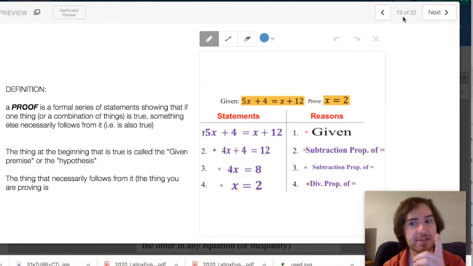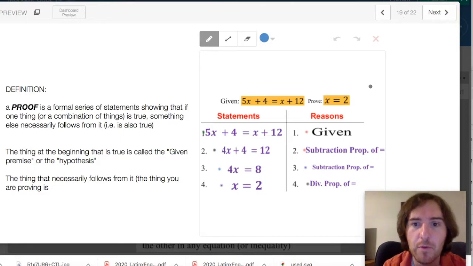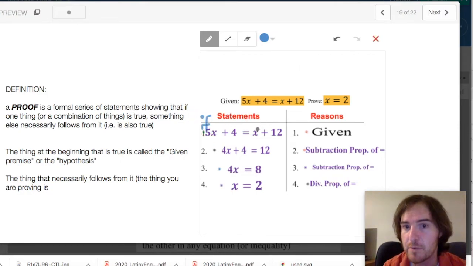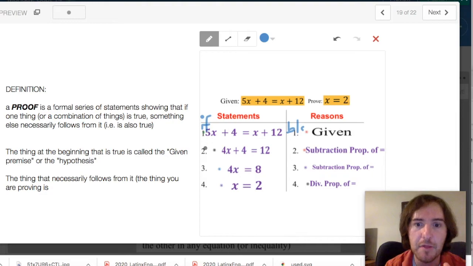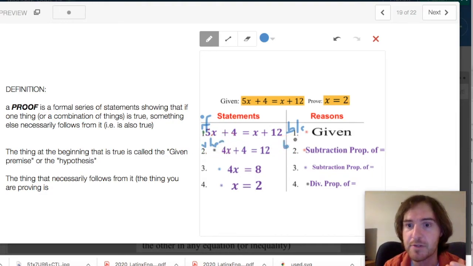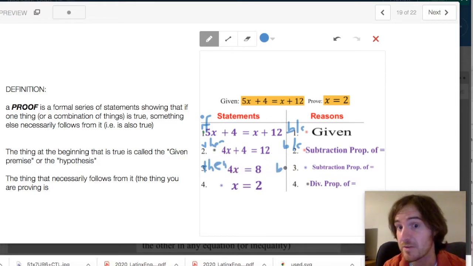We're almost up to the end of those slides, and then we can be done and move on with our days. Here are just reminders on this. Remember, this is a series of if-then statements. If this, our given premise, because it's given to us, then 4x plus 4 equals 12 because of the subtraction property of equality. But then also, if 4x plus 4 equals 12, then 4x equals 8, because again we use the subtraction property of equality, since we've subtracted 4 from each side.